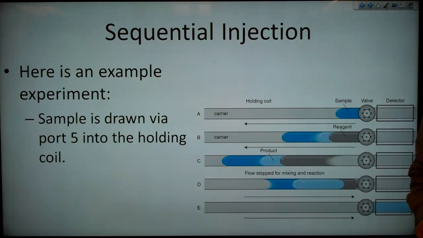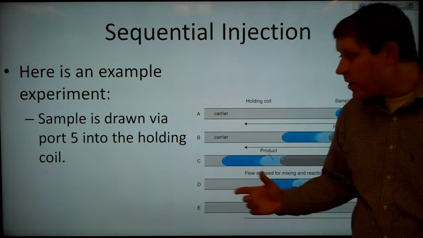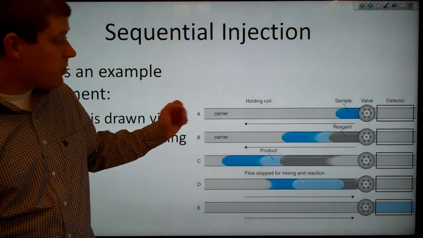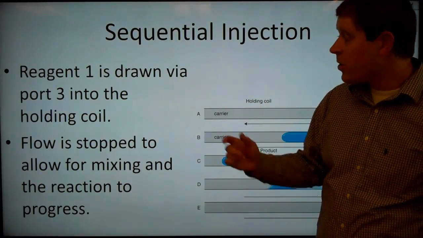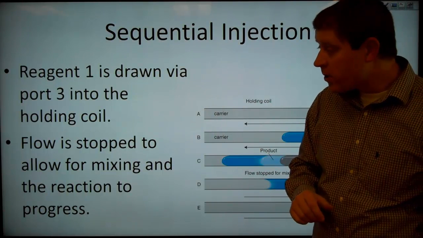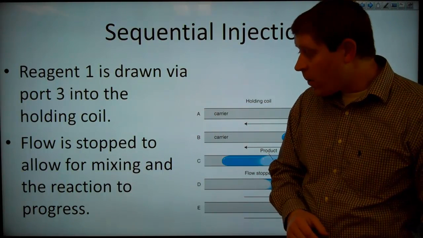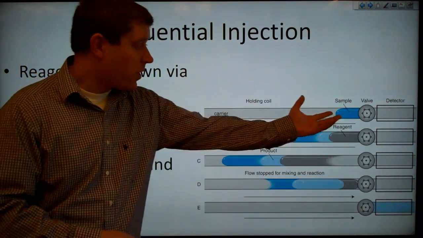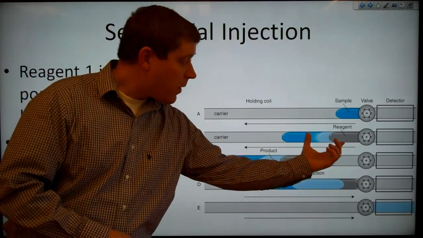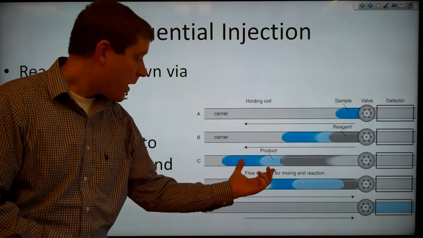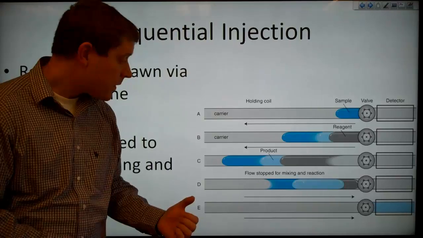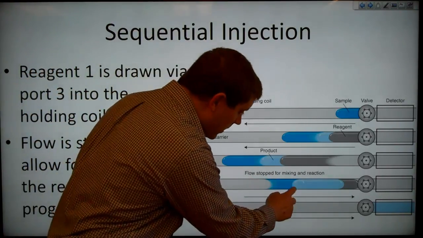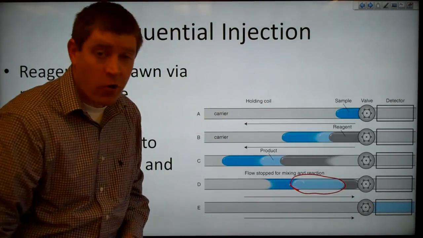So here's an example experiment. Our sample is drawn via port 5 into our holding coil. So we draw the sample in. Then reagent 1 is drawn via port 3 into the holding coil. Flow is stopped for a while to allow mixing and the reaction to progress. So that's here. We've drawn our sample in this phase. Then now we're drawing in our reagent, and we're allowing them to mix here.